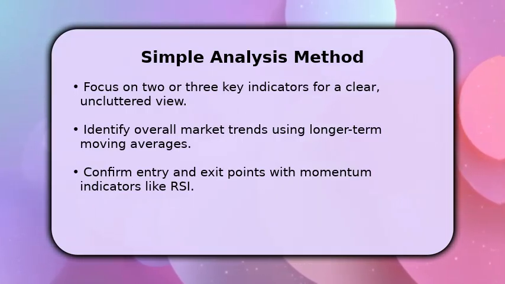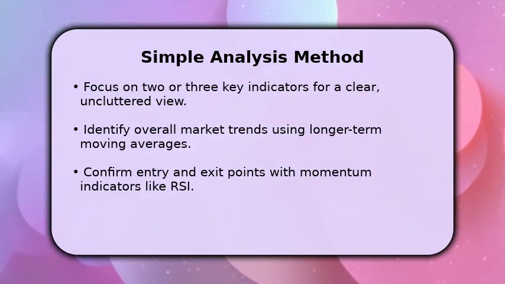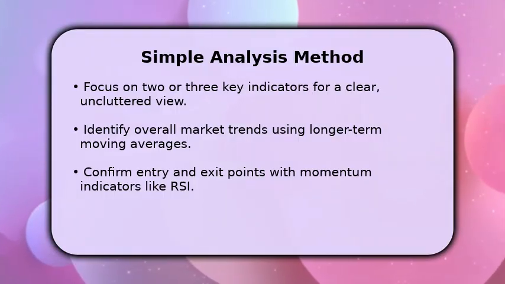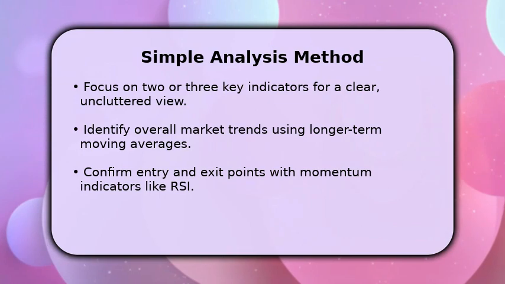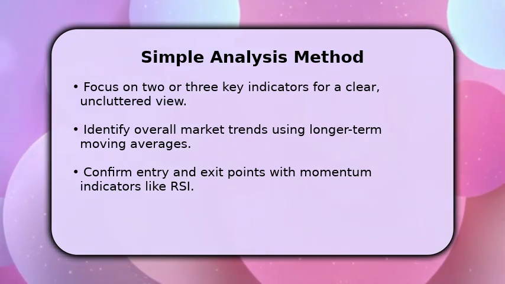For an easy analysis method, focus on just 2 or 3 key indicators to keep your chart clean and understandable. Start by identifying the overall market trend using a longer-term moving average, perhaps a 50-period or 200-period line. Then, confirm potential entry and exit points with a momentum indicator like the relative strength index.